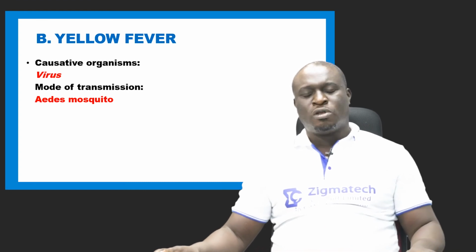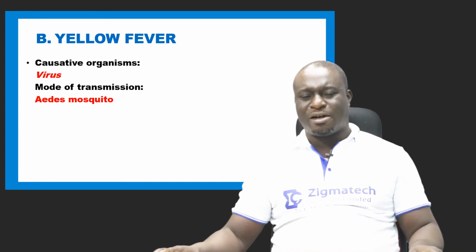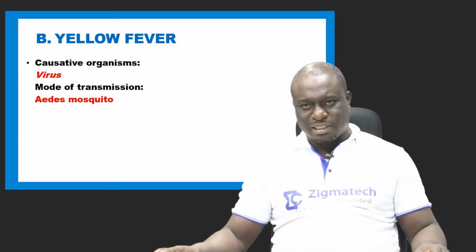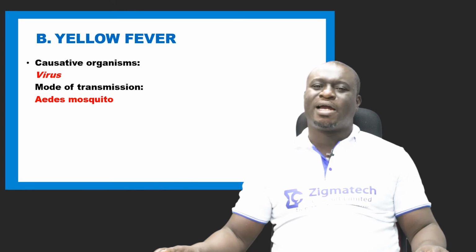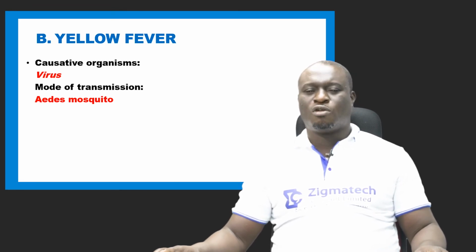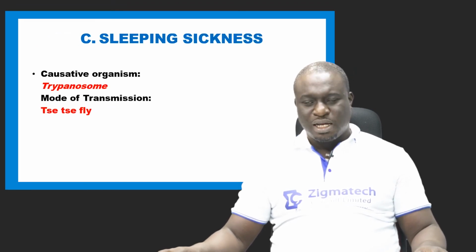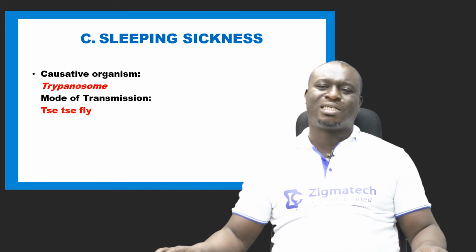Next is yellow fever. Yellow fever is caused by a virus, not a bacteria. Yellow fever is caused by a virus, and the mode of transmission is a vector called Aedes mosquito. Aedes mosquito.